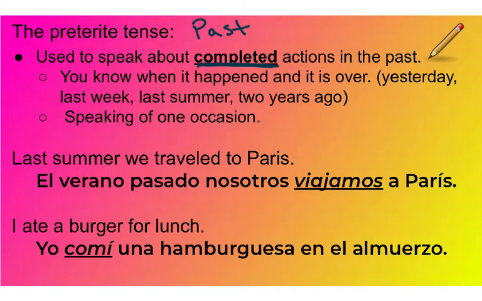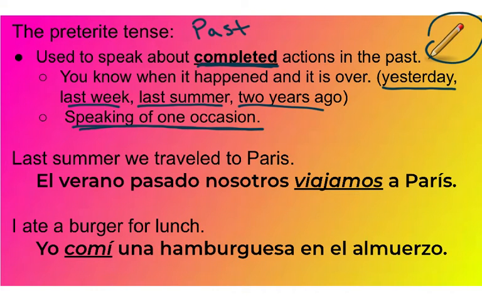For example, you know that the action took place yesterday or last week or last summer or 2 years ago or this morning. Whatever the action we are speaking about, it already took place and we know it took place. It is completely over and done with. We are also using the preterite usually when we are speaking of a one-time event. Notice the pencil. Make sure you're writing this.